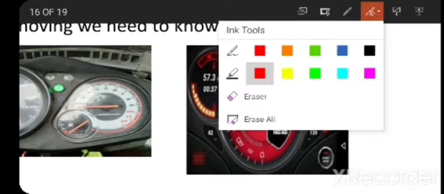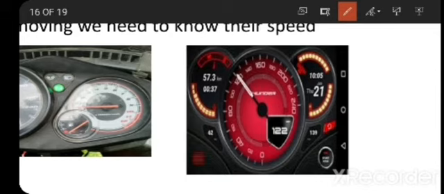And the SI unit, what is the SI unit? It's a standard unit which will be used across the world.